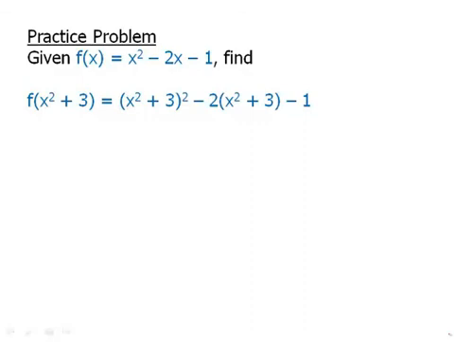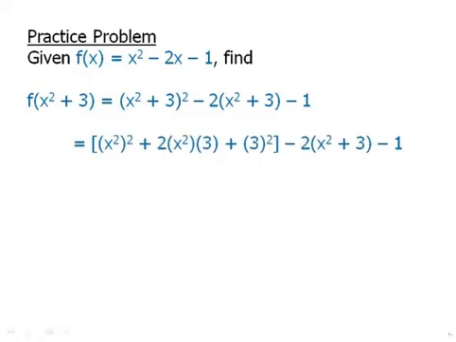Remember the square of the sum formula from earlier in our discussion of algebraic expressions. And so that's just going to be (x squared) squared plus 2 times x squared times 3 plus 3 squared. That's going to be how we square x squared plus 3. Then we simplify all that. We get x to the fourth plus 6x squared plus 9.